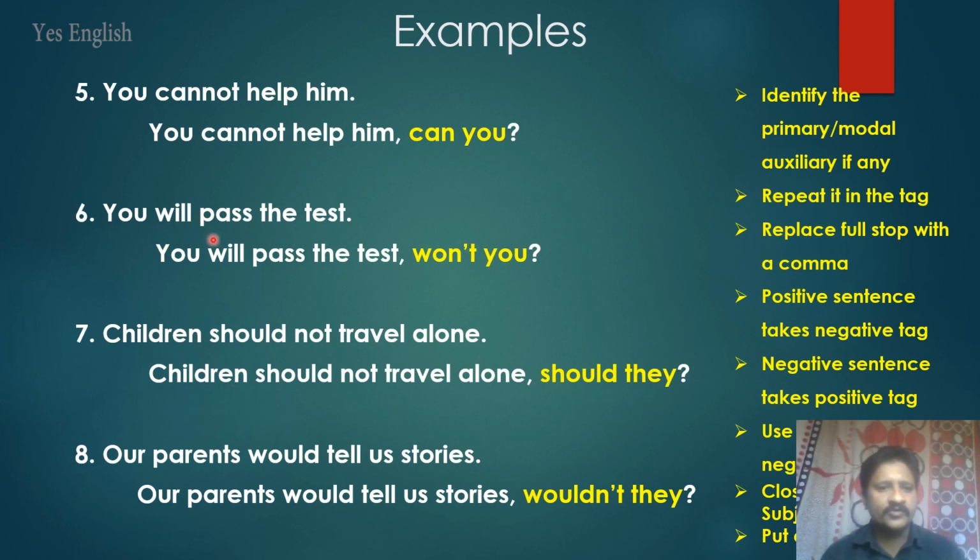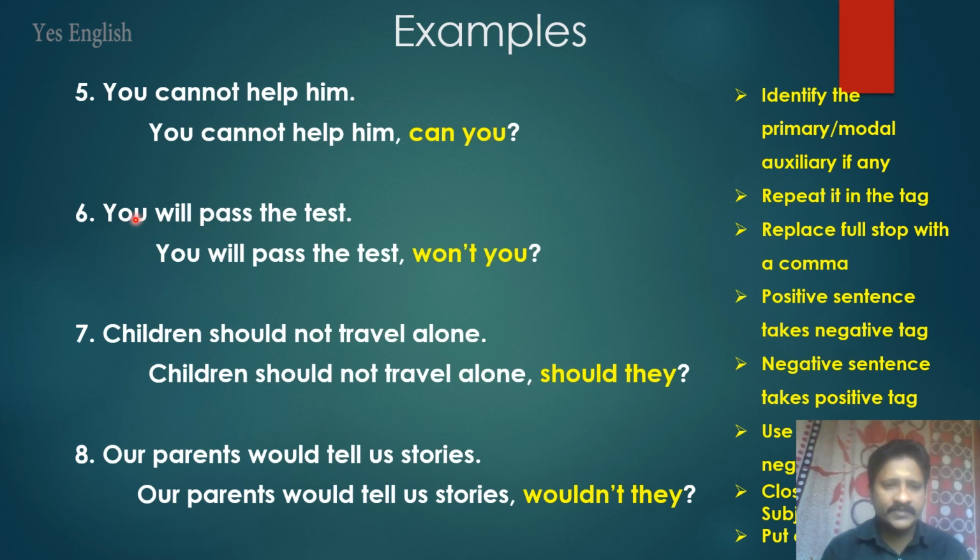Now we will look at number 5. You cannot help him. So you can see the modal auxiliary verb here, which is can. So it comes repeated in the tag, and then since this sentence is a negative sentence, we use a positive tag. And then finally you can see that we use the pronoun to close the tag.